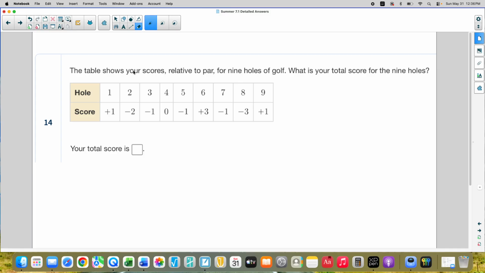So the table that shows your scores relative to par for 9 holes. What is your total score from the 9 holes? This is a crazy golfer because you had an albatross, you had an eagle, you had 3 birdies, and then you had a triple bogey and 2 other bogeys and 1 par. So this is pretty sporadic. But if we had to total it up, plus 1 minus 2 minus 1 plus 0 minus 1 plus 3 minus 1 minus 3 plus 1.